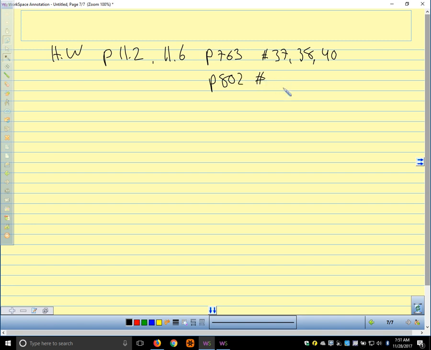So the first problems are about spheres. And the second set of problems are about cylindrical and quadratic surfaces.